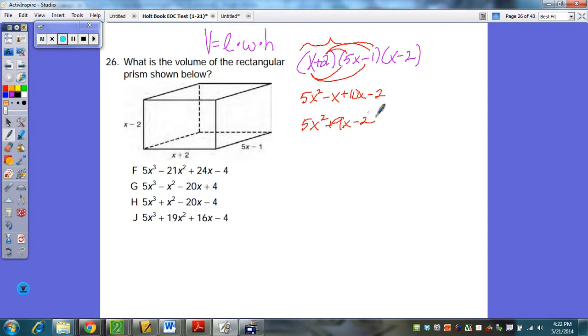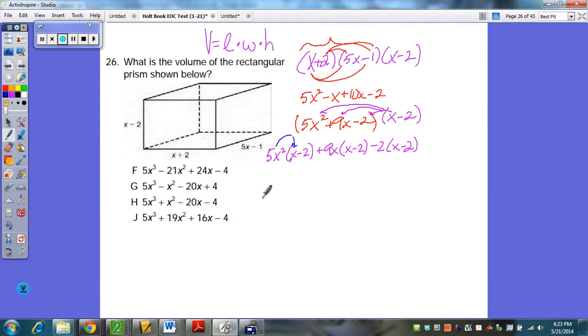Now we have to multiply it by x minus 2. So again, think about distributing. If you were distributing that x minus 2, you would distribute it to each term. Okay? So the same thing happens. We have 5x squared times x minus 2, plus 9x times x minus 2, minus 2 times x minus 2. Okay, so we're going to distribute this right here.